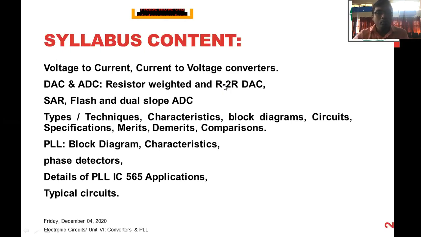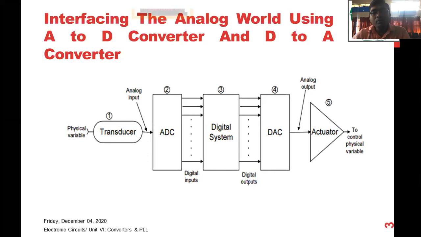Then phase lock loop block diagram, characteristics, phase detectors, details of PLL IC 565, applications, and typical circuits based on these converters. So this many topics we have to cover in this unit. First of all, we go through one very introductory topic, that is interfacing the analog world using the analog to digital converter and digital to analog converter.